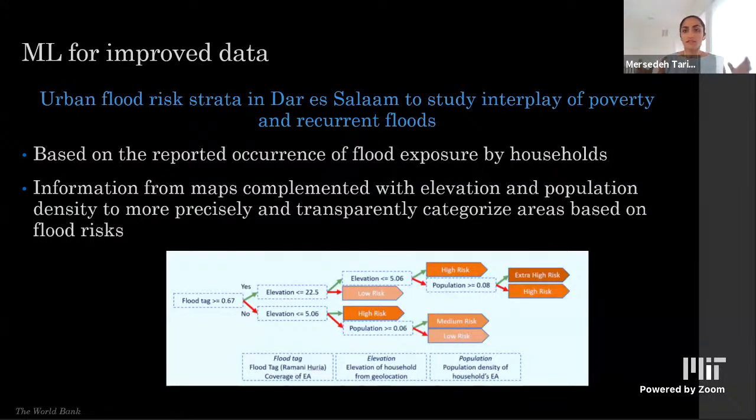This work is an example that a project does not need to be defined based on ML. What we did here was use household surveys that had information on who was exposed to recurrent flood events, and put that together with elevation and population density to come up with an exposure to flood risk. This set of information was then used in a larger body of research that draws conclusions on the interplay of poverty and resiliency to floods.